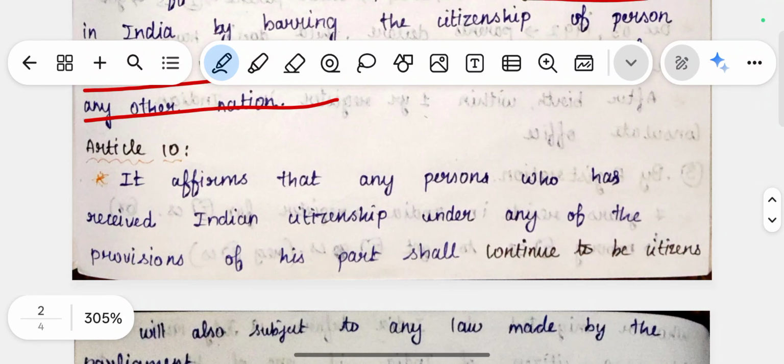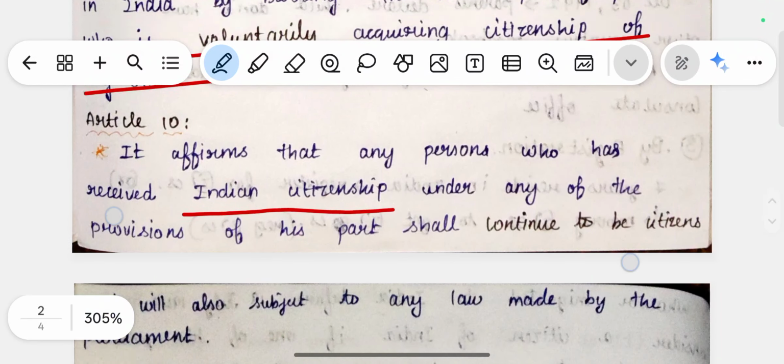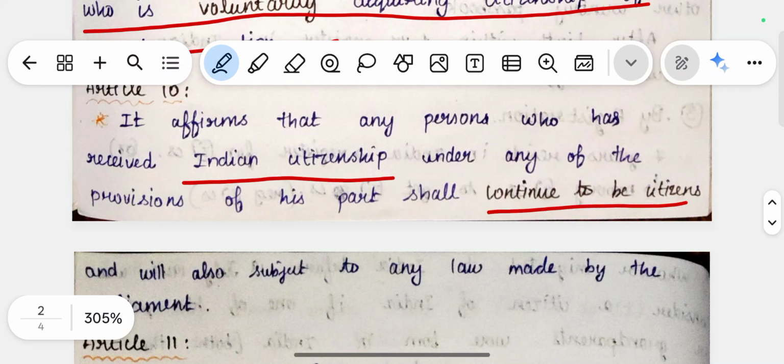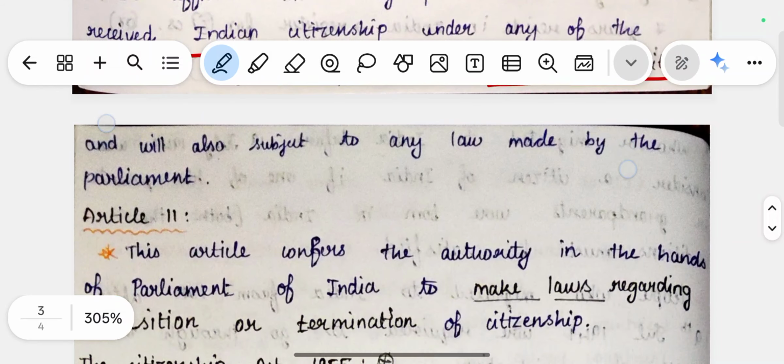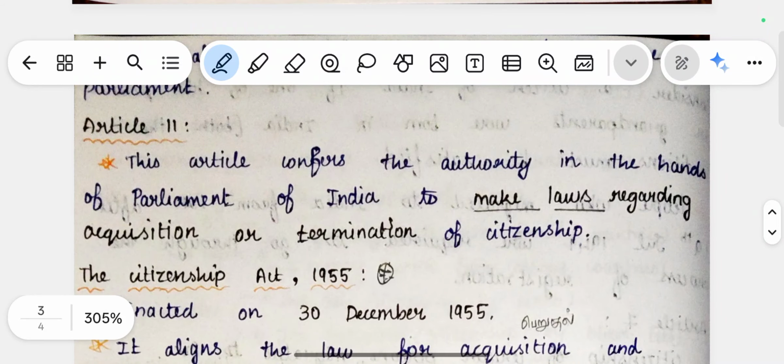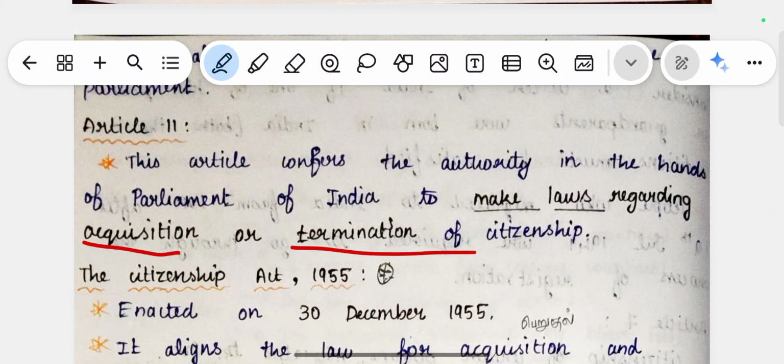Article 10 talks about persons who received Indian citizenship under any provision of this part: they shall continue to be citizens, subject to any laws made by the Parliament. We have seen Articles 5 to 9, so if a person got citizenship based on Articles 5 to 9, they shall continue to be citizens unless and until any laws are made by the Parliament. Article 11 says the Parliament has total authority to make laws regarding the acquisition or termination of citizenship. No one else has any right to terminate a person's citizenship. The whole control is on the Parliament.